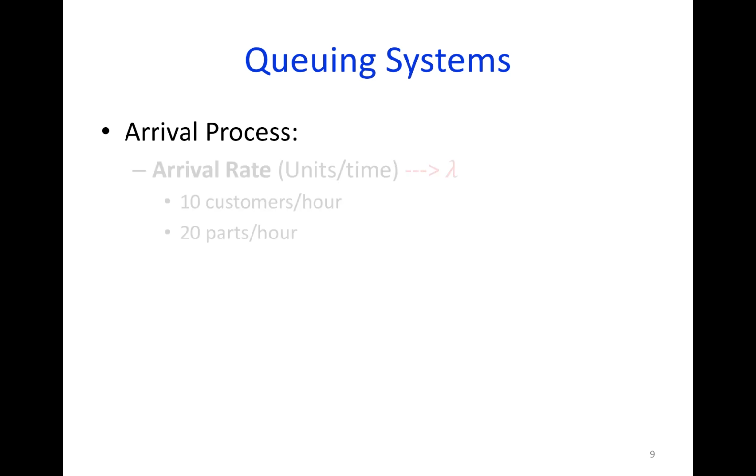One is in the form of arrival rate. So arrival rates are usually in the form of, for example, 10 customers per hour arrive to a bank, 20 parts per hour arrive to manufacturing plants to get processed, okay? So arrival rates always come in unit of time. So parts per unit of time, hour or minute or day or second. Customers per unit of time, again, hour, minutes, or any unit of time that you want to have.